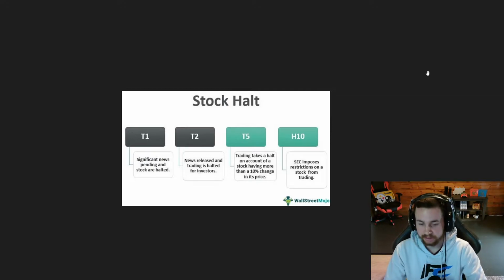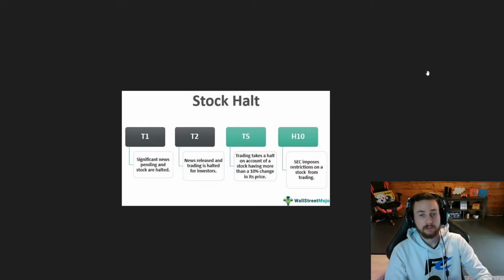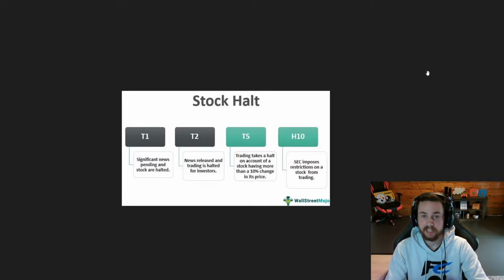The T1 is basically significant news is pending and the stock gets halted. Let's say a company has some big news coming out, and it's known that there's news. We don't know what it is yet, but it's going to significantly affect the stock, whether good or bad. A T1 is going to halt that pending the news. A T2 is similar, but the news is already released. The news comes out and trading is halted strictly for investors. Again, we're not going to see a ton of these, especially in momentum stocks.